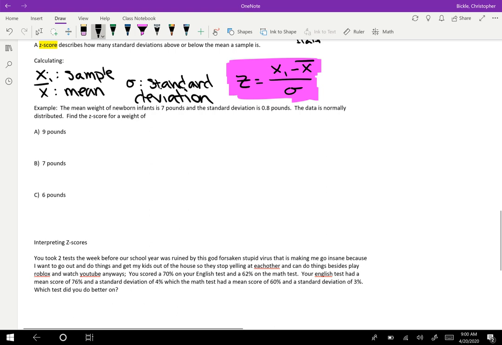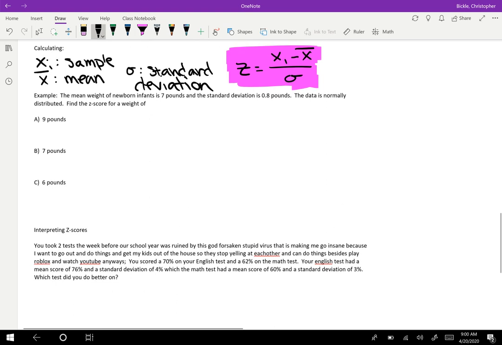So let's go through and calculate some of those. I'm going to leave that formula up there so we can find it. The mean weight of newborn infants is 7 pounds. So when people have a baby, the newborn infant mean is 7 pounds. So our x bar is 7. They also tell us that the standard deviation is 0.8 pounds, so my sigma is 0.8.